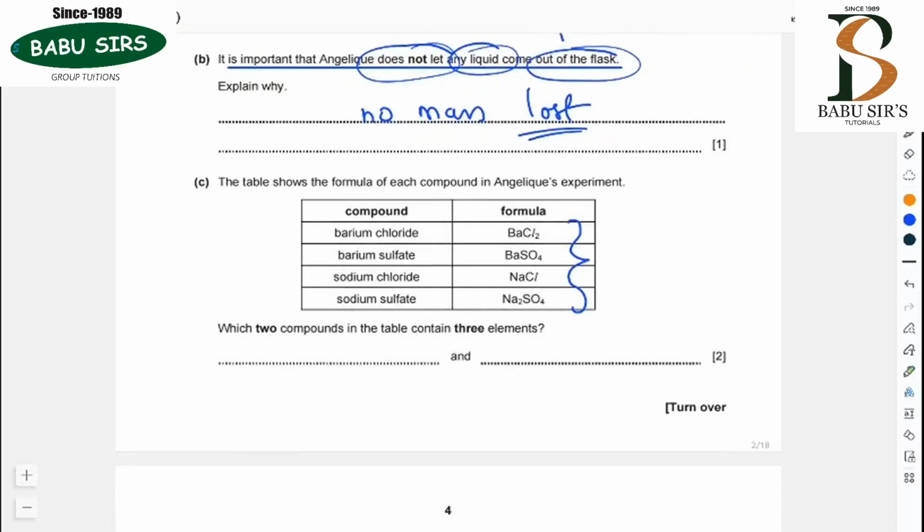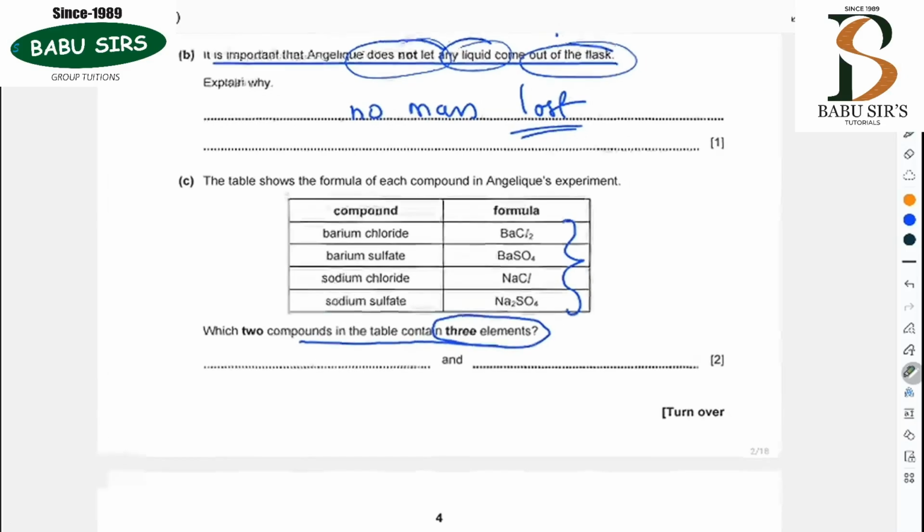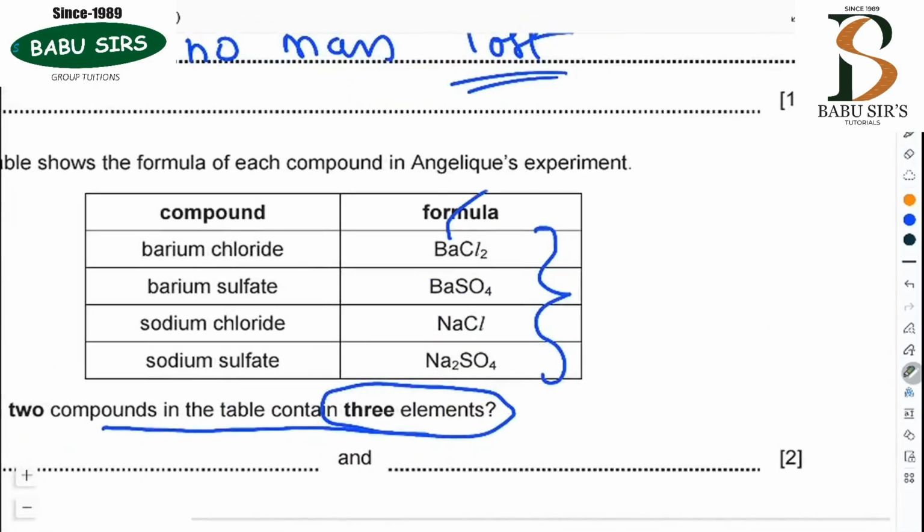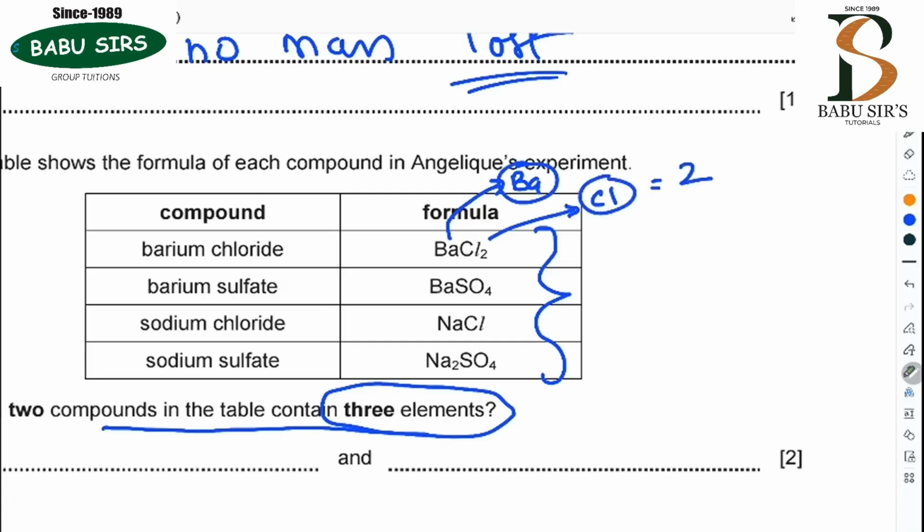Last question is, which two compounds in the table show 3 elements? If we see the first one, it is only 2 elements, that is Ba, and the second element is Cl. So this is 1 and 1, 2. But if we see the second one, this is 1 Ba, then sulfur is 1 more, oxygen is 1 more. So here you can see Ba, then S, and then O. So this total is 3.